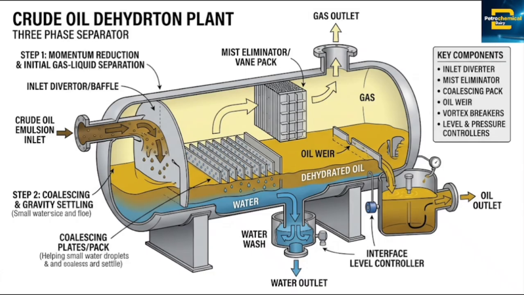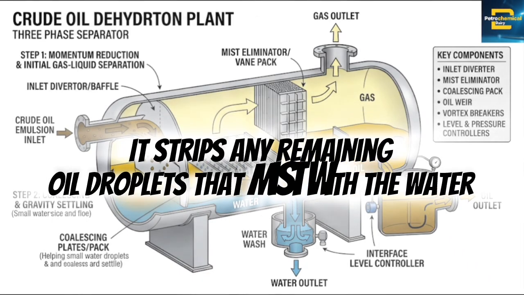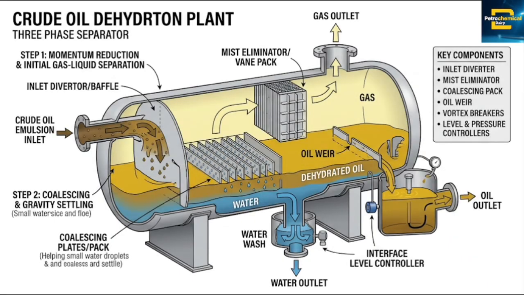Then there is what we call the water wash. The water wash helps to strip any remaining oil droplets. So once the water comes to the water wash, it helps to strip any remaining oil droplets that mix with the water. Remember, the water and oil are almost at the same level, so if there is any oil on the water, the water wash helps to remove those oil droplets, and the water will come out at the water outlet.